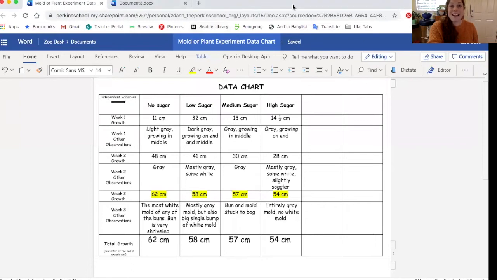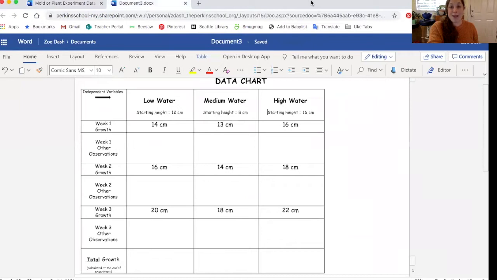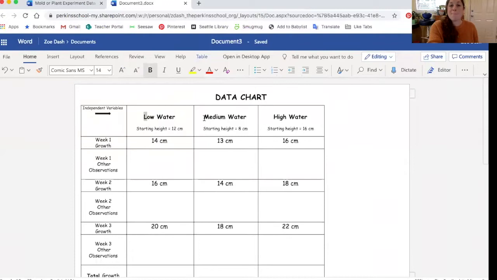So I made up an experiment to show you an example for that. So that is right here. I pretended I did an experiment where I took the same type of plant and I gave one of them low water, one of them medium water, and one of them high water. And at the very beginning of this experiment, I tried to make sure that you knew, if you were a plant scientist, that if your plants started a certain height, you needed to record that height.